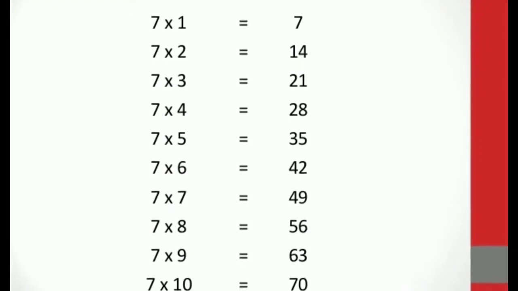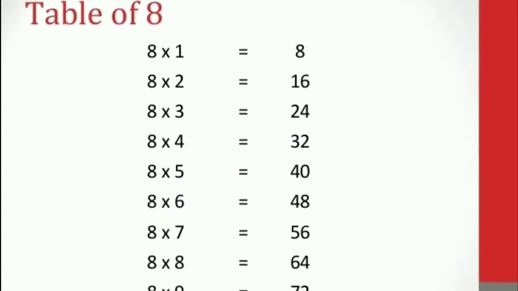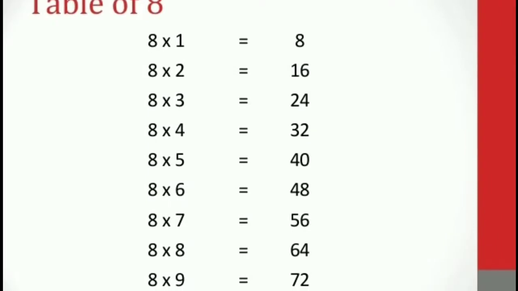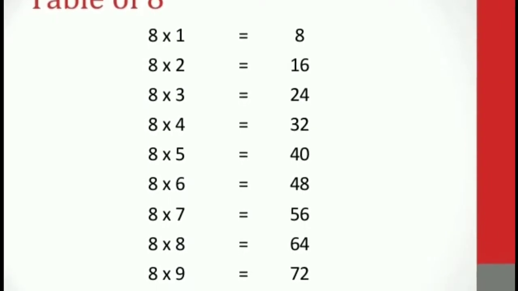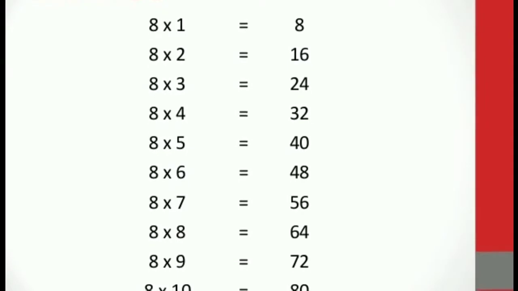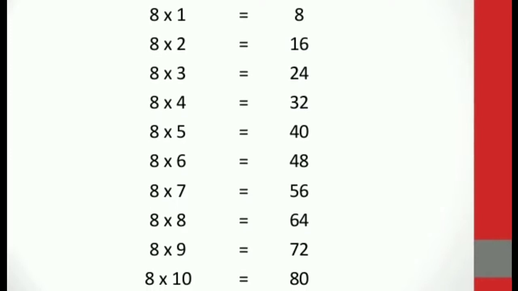Table of 8. 8 ones are 8, 8 twos are 16, 8 threes are 24, 8 fours are 32, 8 fives are 40, 8 sixes are 48, 8 sevens are 56, 8 eights are 64, 8 nines are 72, 8 tens are 80.